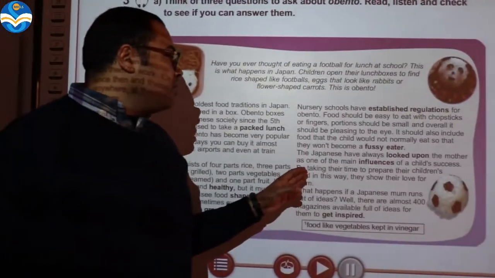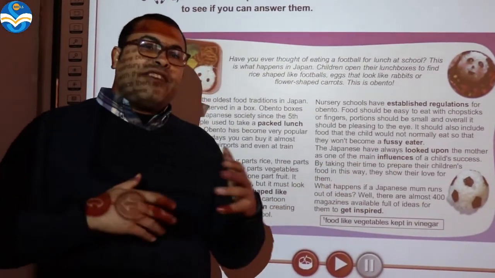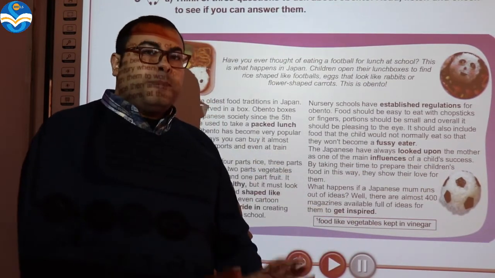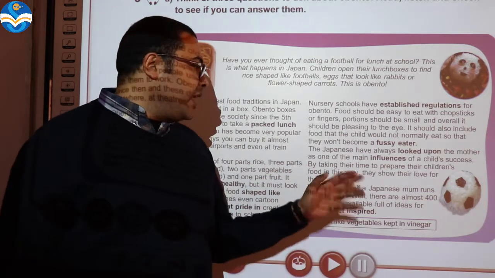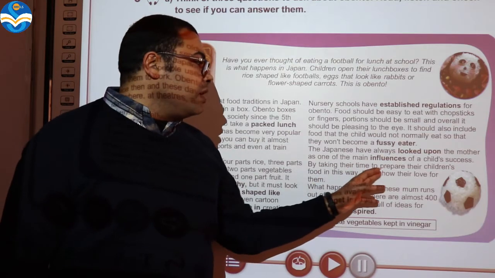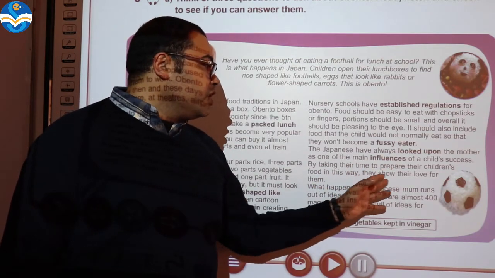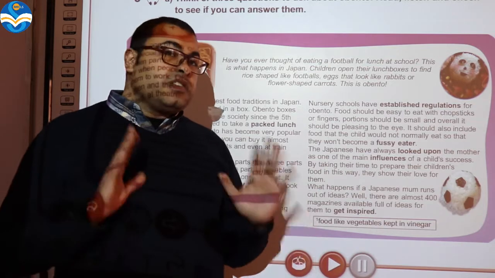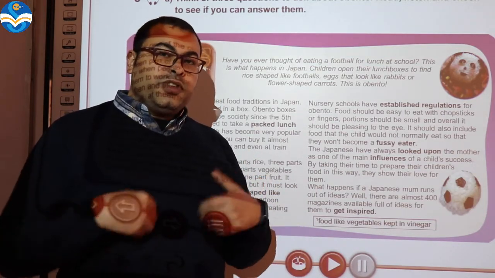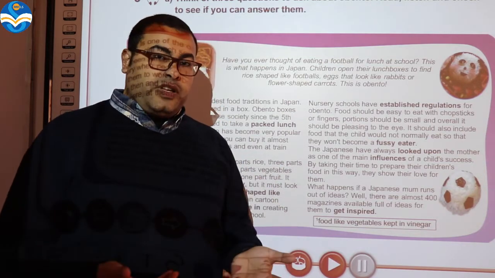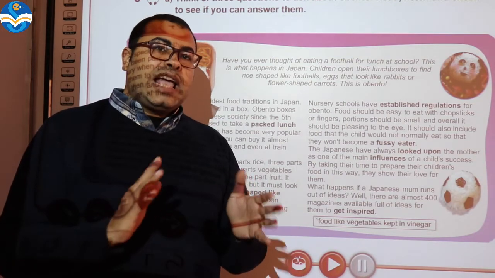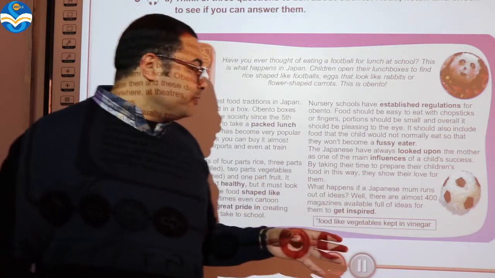So, what does it mean to influence? Influence means to have an effect on their children. We depend on the mothers to make the children successful. So, by taking their time to prepare children's food in this way, they show their love. When you prepare the most delicious and delightful lunchbox for your children, it means that you love them. Not just putting this food into a box and sending them to school.